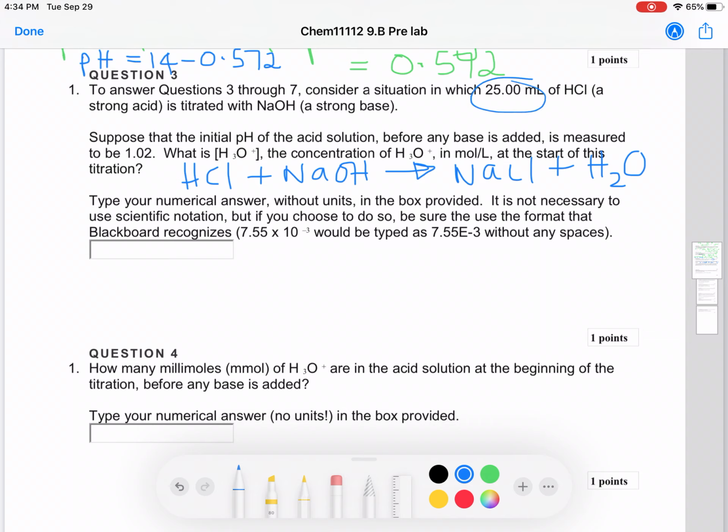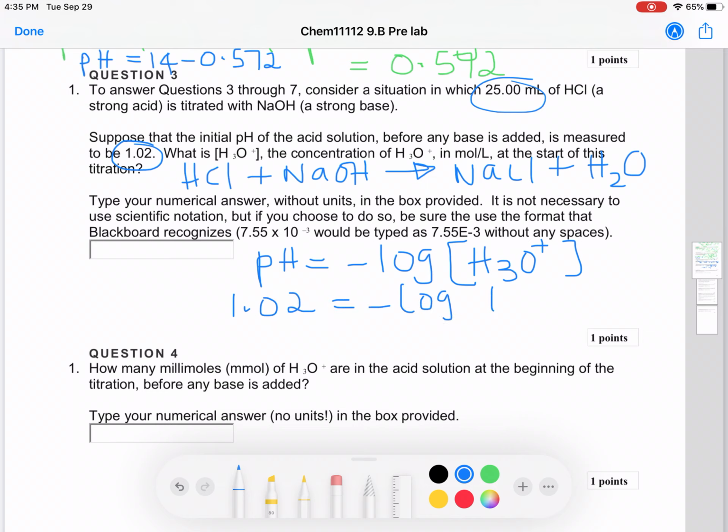So 25 milliliters. Suppose that the initial pH of the acid solution, before any base is added, is measured to be 1.02. What is the hydronium concentration in moles per liter at the start of this titration? So we are given the pH, and now we want to calculate the hydronium ion concentration. Again, we can use pH equals negative log hydronium ion concentration. We are given 1.02 equals negative log H3O plus.